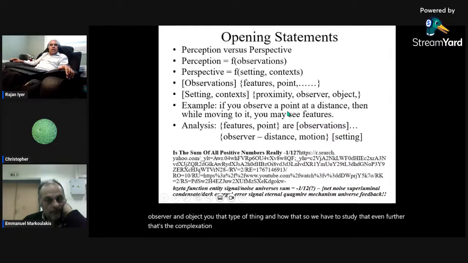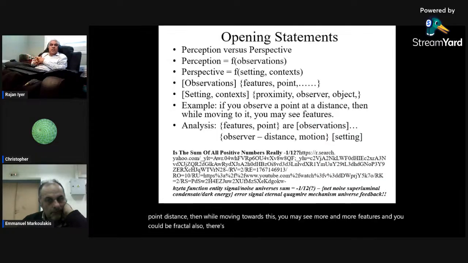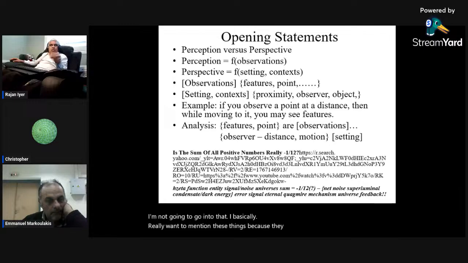If, for example, you observe a point at a distance, then while moving towards it, you may see more and more features, and it could be fractal also. There's another dimension to it about fractals. I'm not going to go into that. I basically want to mention these things because they are important for our studies. So analysis is about features, points, or observations. Observer distance is a setting.